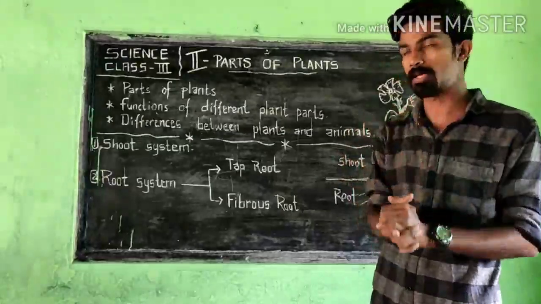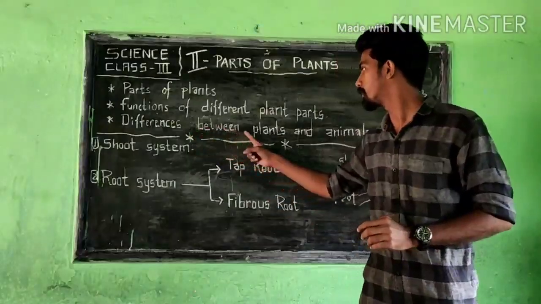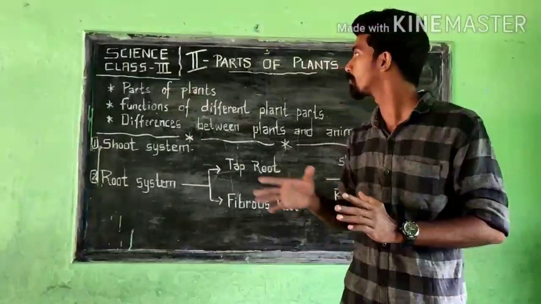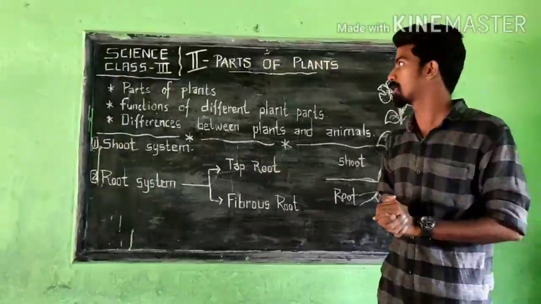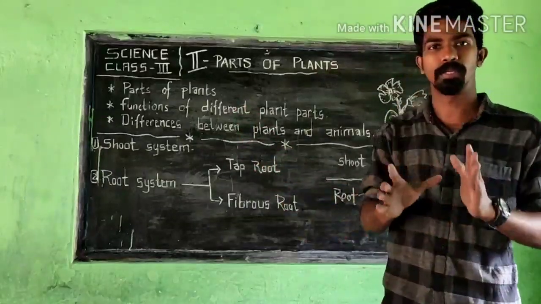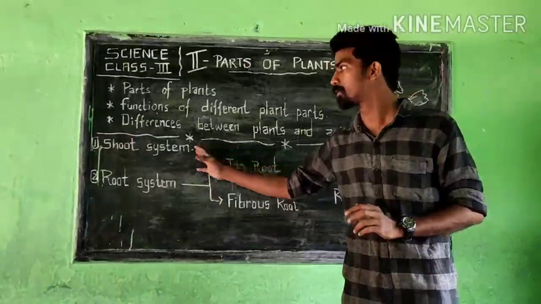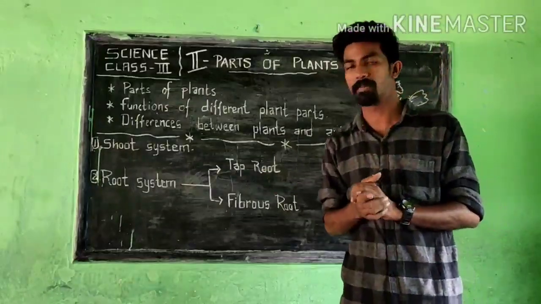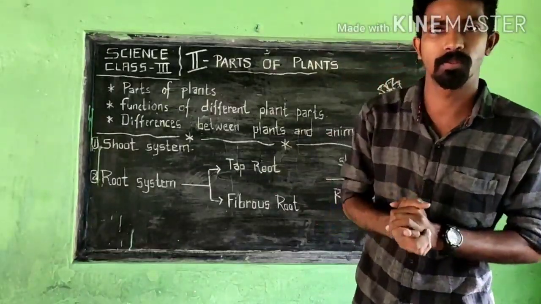Parts of plants. Then again, differences between plants and animals. These three main topics are there in the second chapter of class 3. Today we will study the root system and parts of plants in detail. So that is about today's class we are going to discuss.